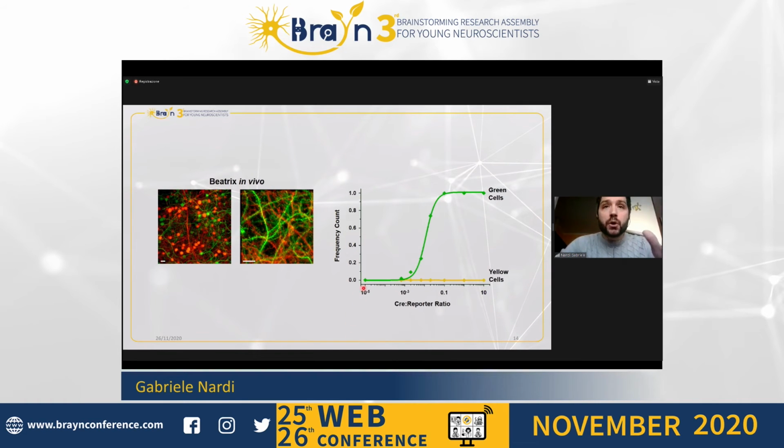So we can also tune our mosaics, ranging from 0 to 100% of green cells, that means knockout cells, among the transfected ones, simply changing the proportion of Cre and Beatrix plasmids used for the electroporation, and all of this keeping the number of yellow cells down to negligible values.